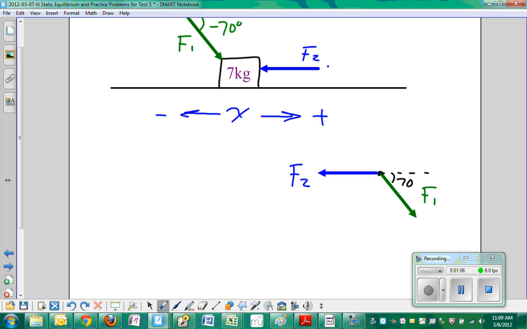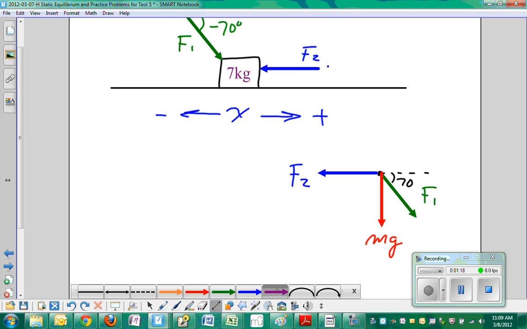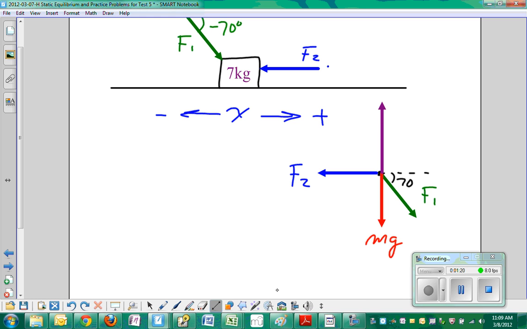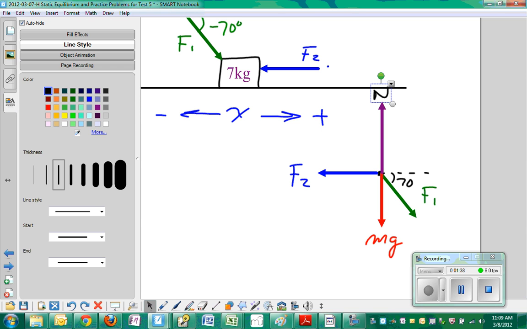70 degrees right there. Now we have other forces acting as well. Of course, we have the weight of the object acting downward, mg, and we would have some corresponding normal force acting upward, such that the vertical forces are all in balance. We would have the y component of force F1, and we'd have mg. Those would add up to the straight up normal force, which is going to be balancing those out.